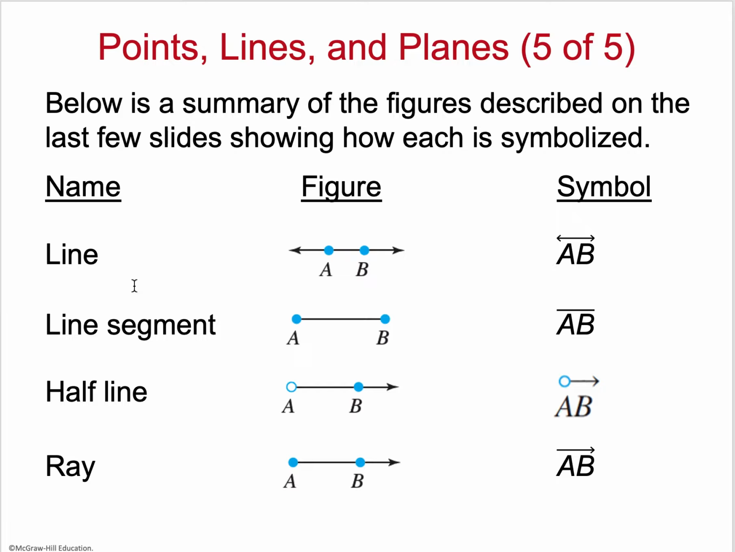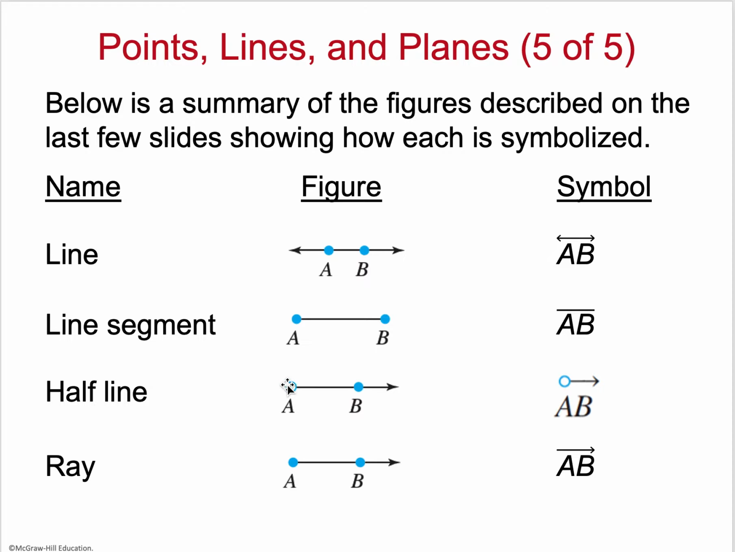So what do these actually look like? A line extends forever, and the symbol is used with any two points on the line, it doesn't matter which two you choose, and an actual line above them. A line segment is shown with the endpoints, and it's also named using the endpoints. The half line is starting at A, and it goes all the way to B, and it goes on forever.